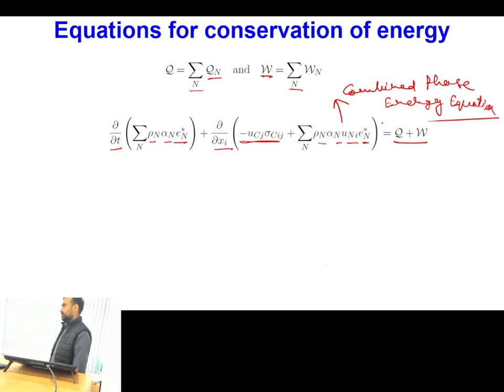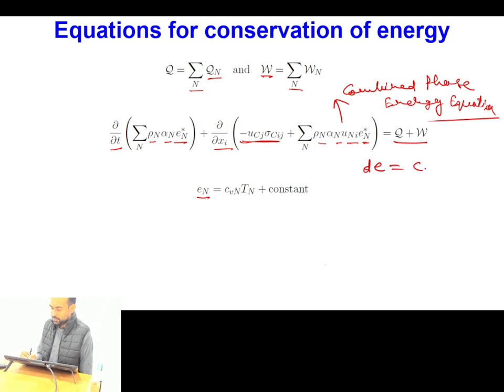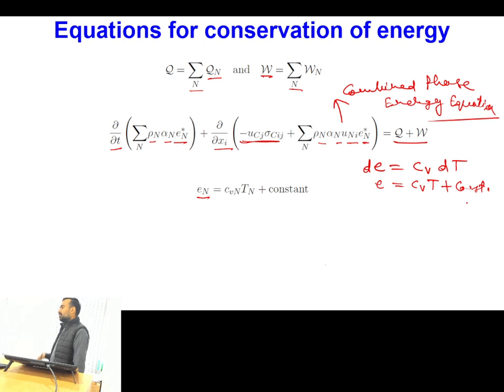Is this one clear? So this is my combined phase energy equation. Now we know that for internal energy, if I make the assumption of ideal gas, then what can I do? We know that for ideal gas, internal energy change is equal to Cv into dT. And if I do integration, then E can be written in terms of Cv into T plus constant.